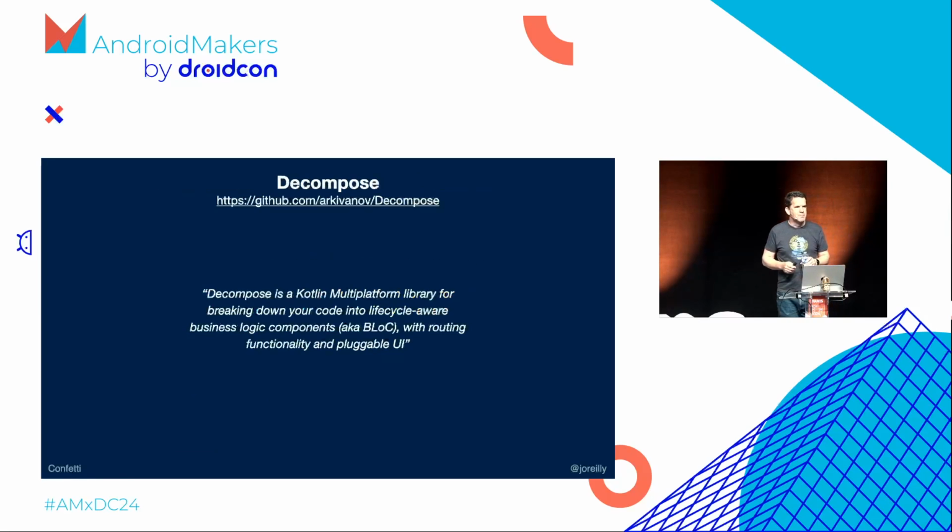Next up is Decompose. This is a library based on the idea of breaking your code into a tree of lifecycle components that contain observable state, have routing navigation functionality, and into which you can plug your UI. So this library is broader in scope than most of the others we're showing in the talk, and has quite a few moving parts, but hopefully these will become clear in the following slides.